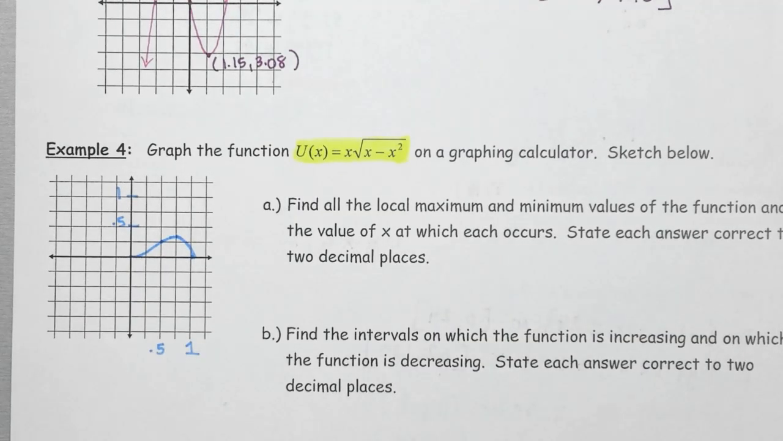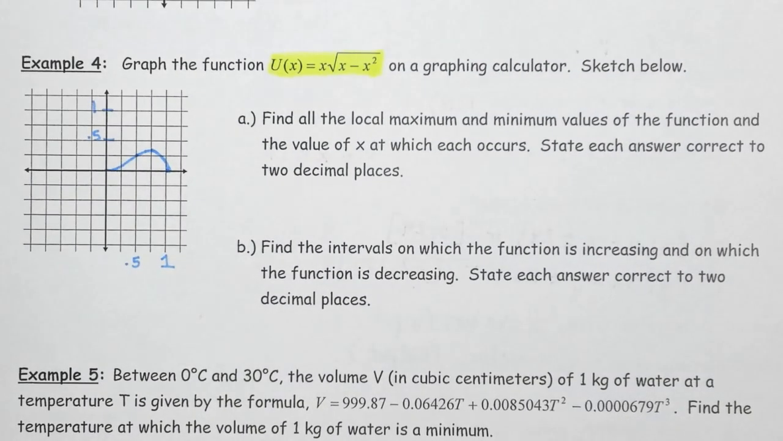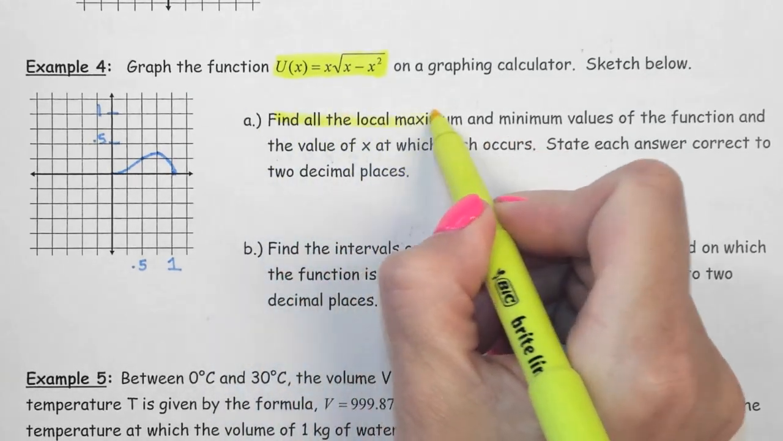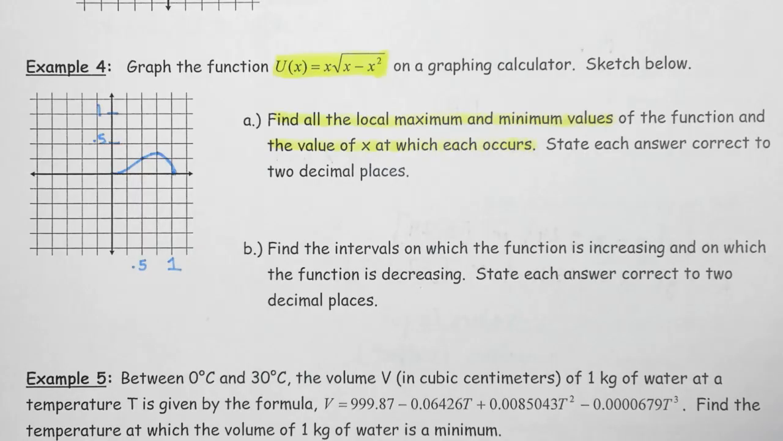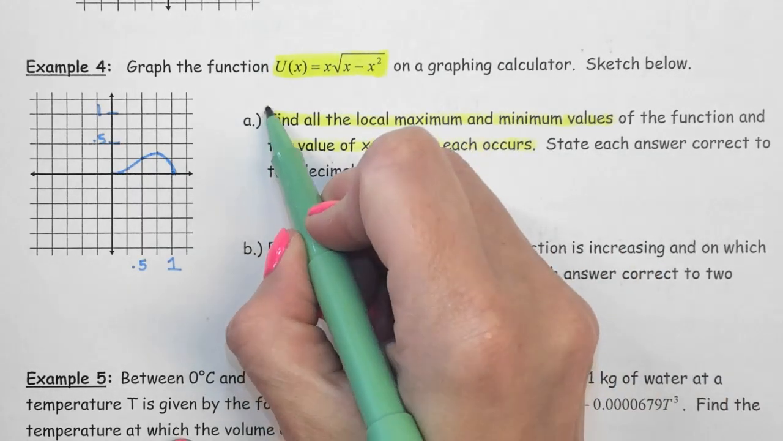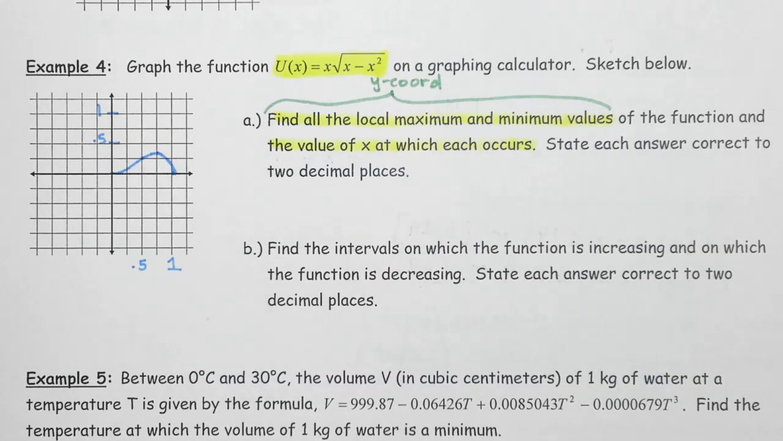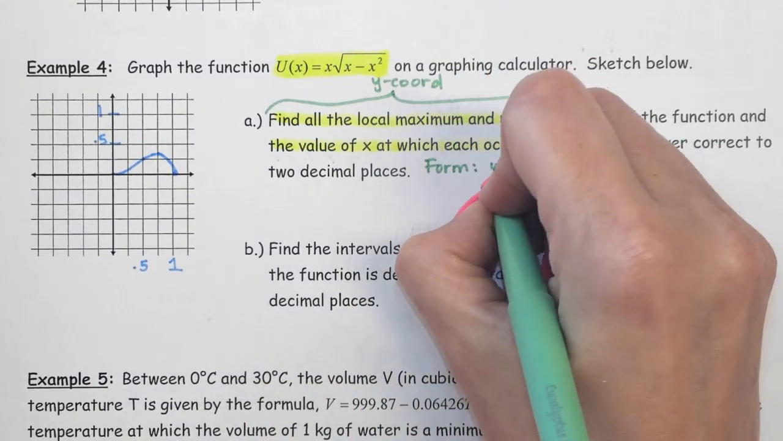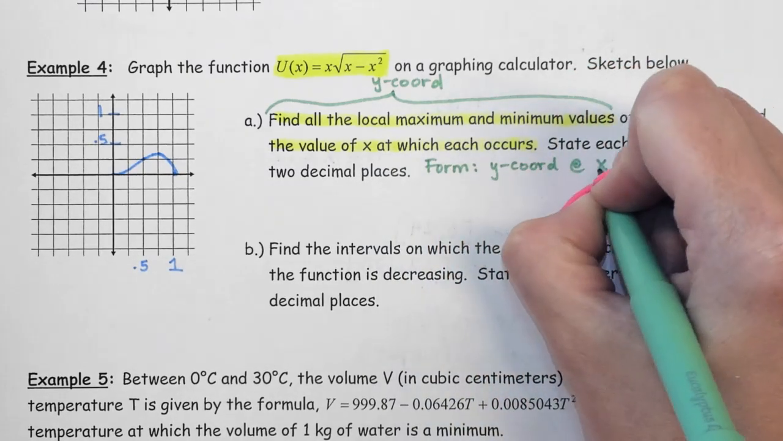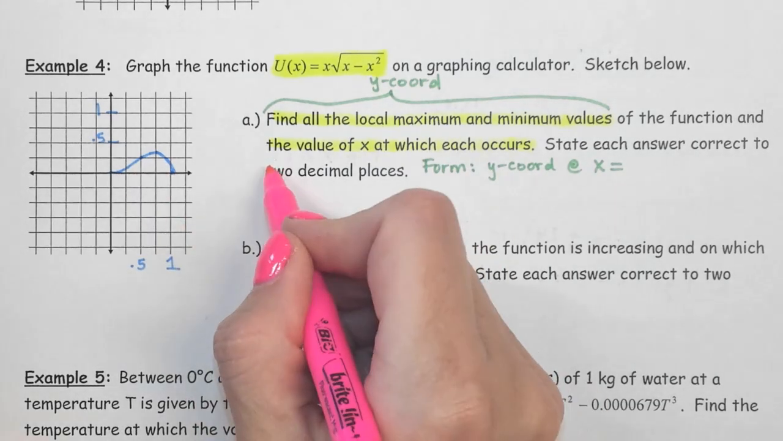Now the directions here are a little bit different, so I'm going to work through those with you. The directions are going to lead you to what form you should be writing this in. So it says find all the local maximum and minimum values and the value of x at which each occurs. The reason they state it like that is because the maximum and minimum values are the y coordinates and they occur at a value of x. Okay, so the form for this type of question is you are going to write the y coordinate at x equals, or you can say when instead of at. Okay, and then it says that we're going to state it correct to 2 decimal places, which is the hundredths place.